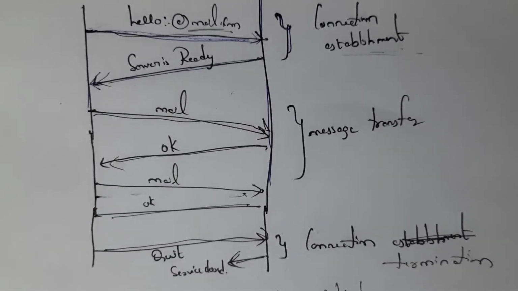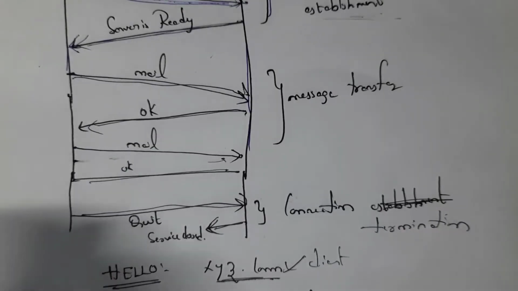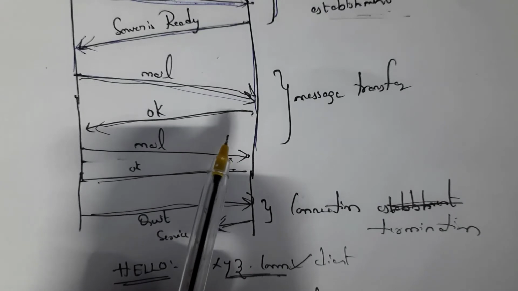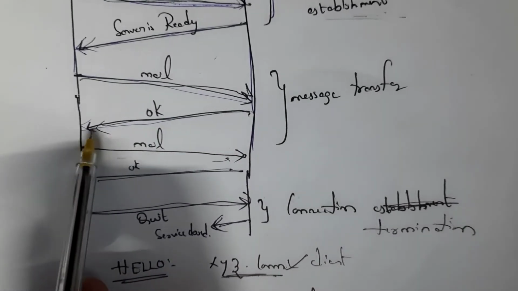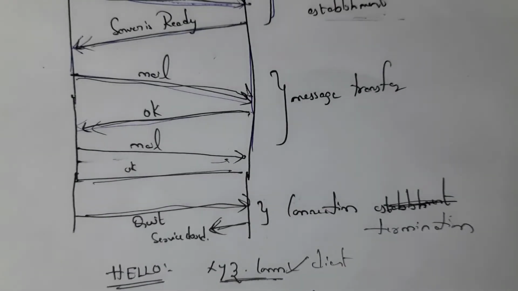After establishing the connection, we need to transfer mail. After that, the client sends mail to the server. Similarly, the server sends an OK message to the client. That means the server sends a message that it has received the mail successfully. This is known as message transfer.